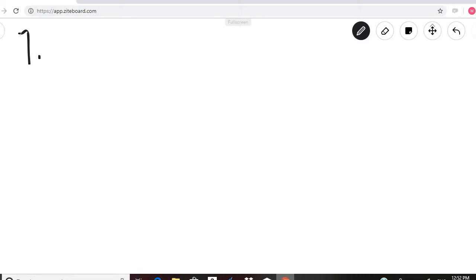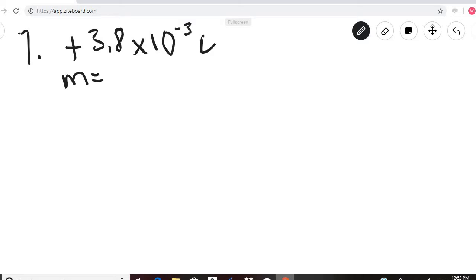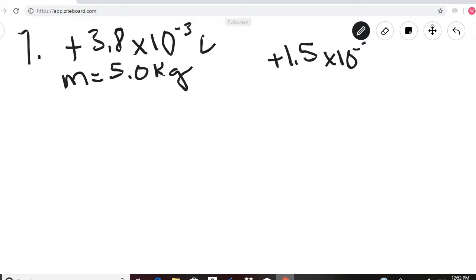Okay, number 7. Now we have a positive 3.8 millicoulomb charge. So I'm going to go ahead and change that to coulombs. And the mass of that is 5 kilograms. And the stationary charge is 1.5 millicoulombs.